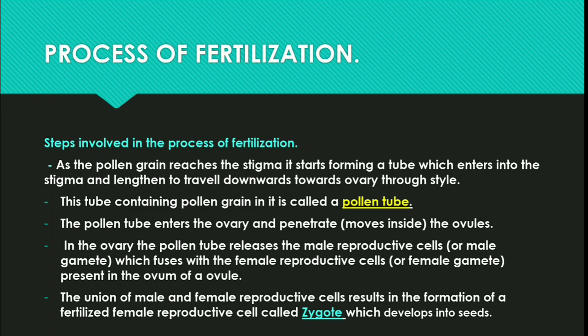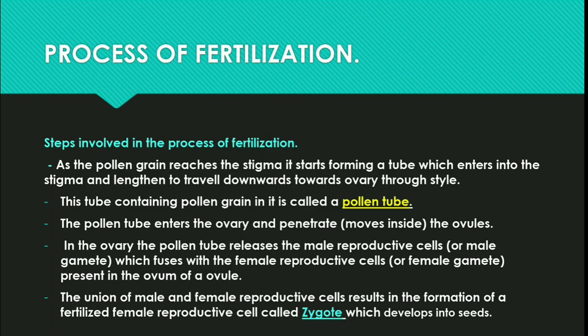In the ovary, what is ovary? It is the place where ovules are there. In the ovary, the pollen tube releases the male reproductive cells or male gamete, which fuses with the female reproductive cells or female gamete present in the ovum of the ovule.